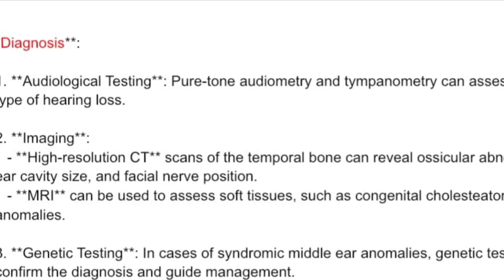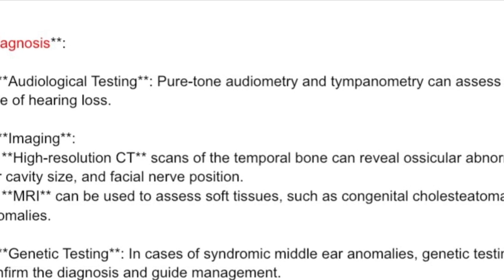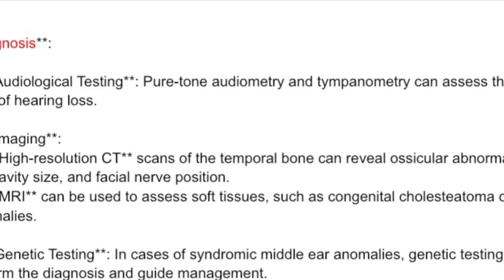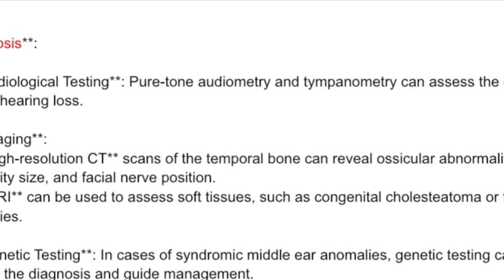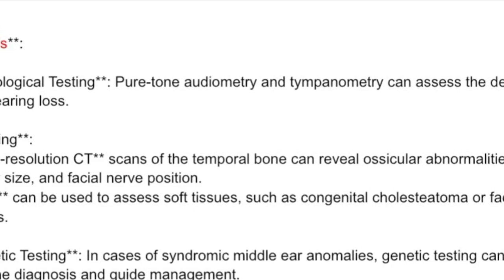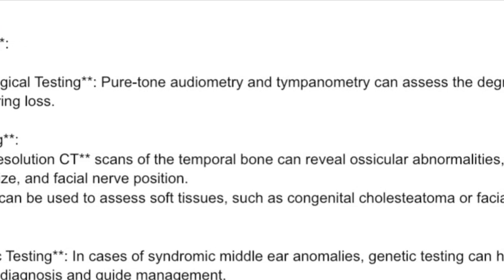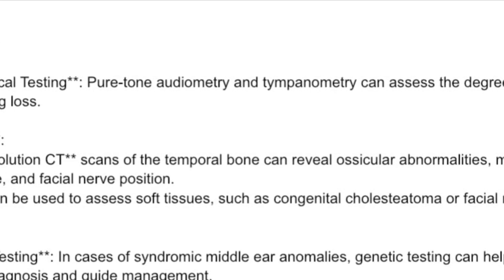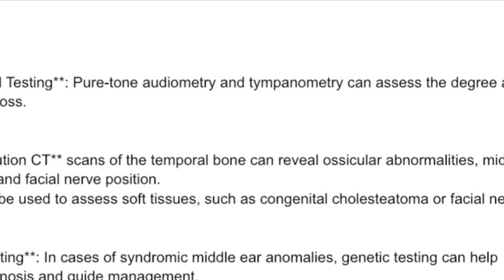Diagnosis involves audiological testing, including pure tone audiometry and tympanometry, to assess the degree and type of hearing loss. Imaging, such as high-resolution CT scans of the temporal bone, can reveal ossicular abnormalities, middle ear cavity size, and facial nerve position, while MRI can be used to assess soft tissues like congenital cholesteatoma or facial nerve anomalies. Genetic testing can help confirm the diagnosis and guide management in cases of syndromic middle ear anomalies.